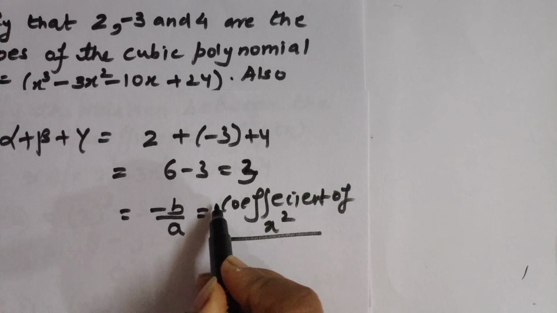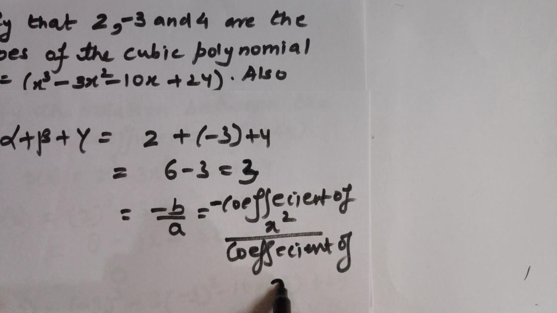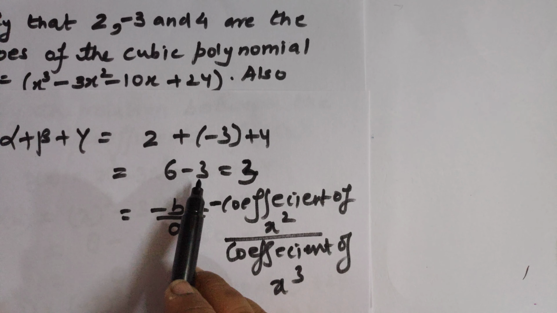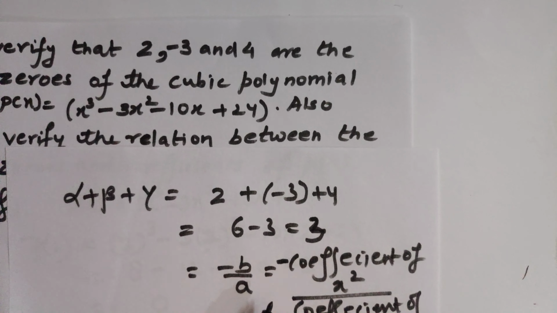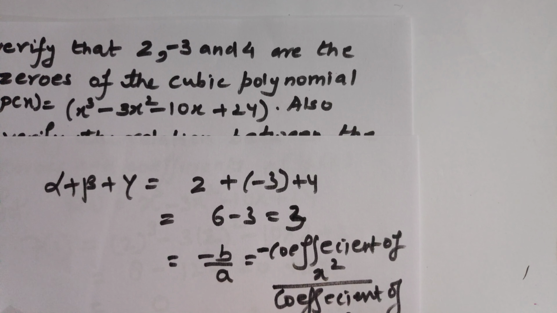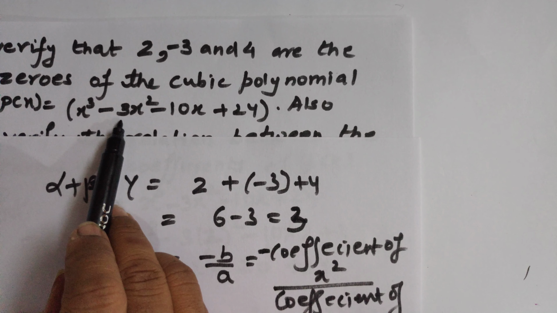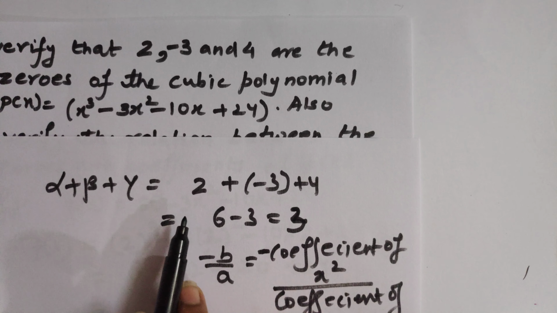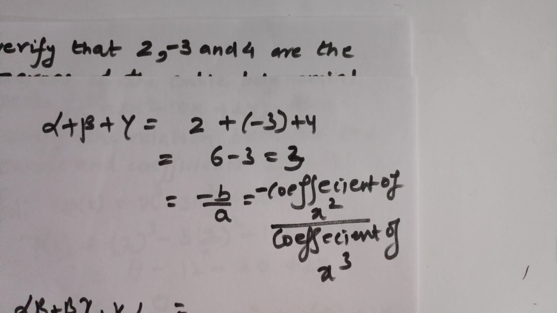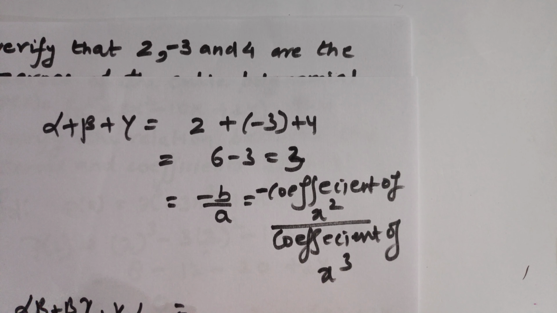So 6 minus 3 is equal to 3, and we can see in our polynomial, x³ - 3x², so -(-3) is also equal to 3 here. So we have verified the relation for alpha plus beta plus gamma. Now we have to find out the second one, that is alpha beta plus beta gamma plus gamma alpha. Now we have the zeros, alpha is 2.